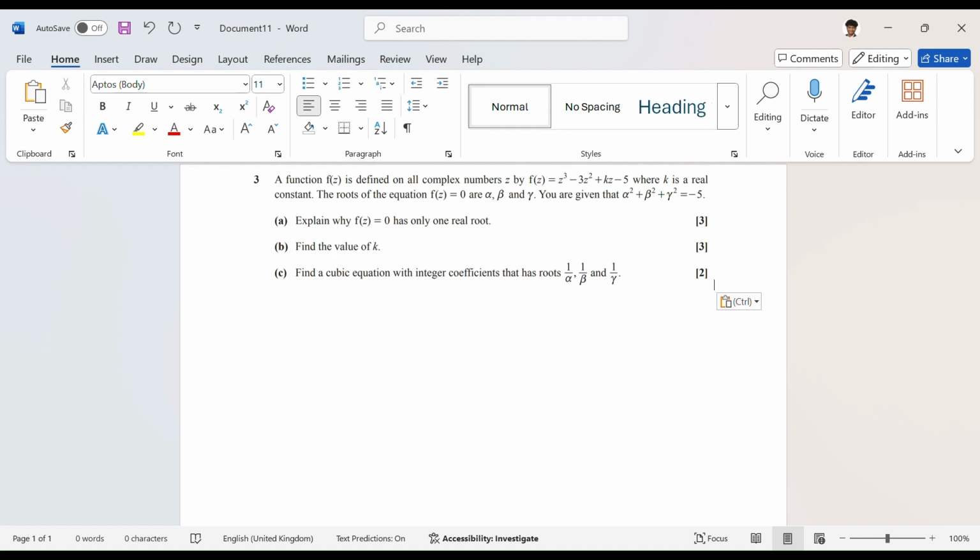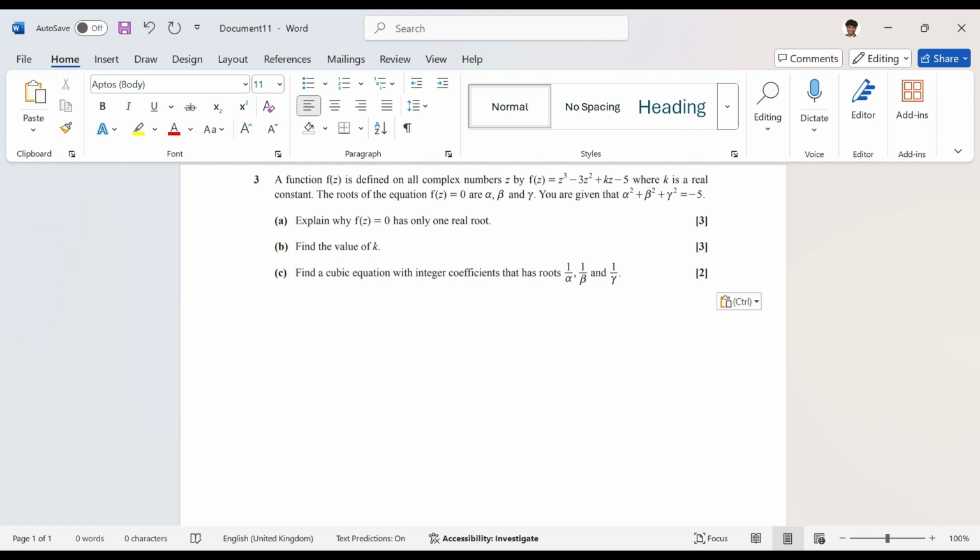A function f of z is defined on all complex numbers z by f of z is equal to z cubed minus 3z squared plus kz minus 5, where k is a real constant. The roots of the equation are alpha, beta, and gamma, and these are the three things along with delta, so that's the fourth thing. These are Greek letters that we use to signify the roots of polynomials. And you're given that alpha squared plus beta squared plus gamma squared is equal to negative 5.